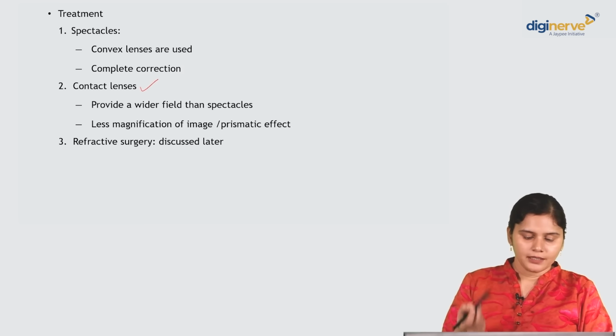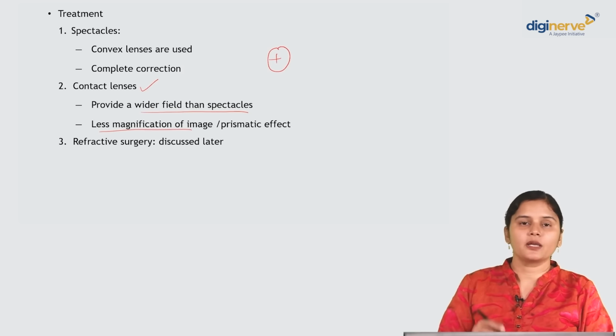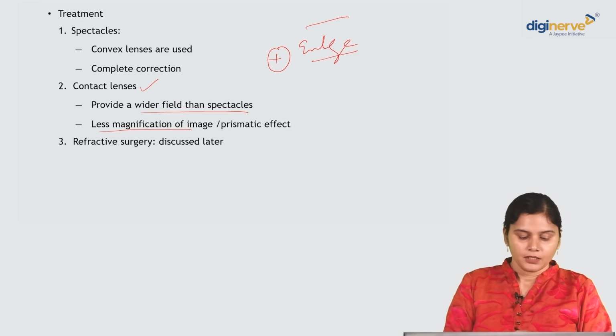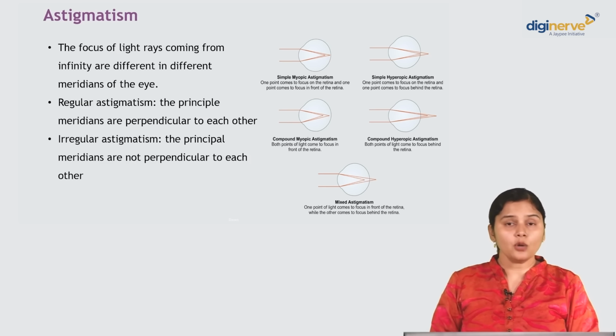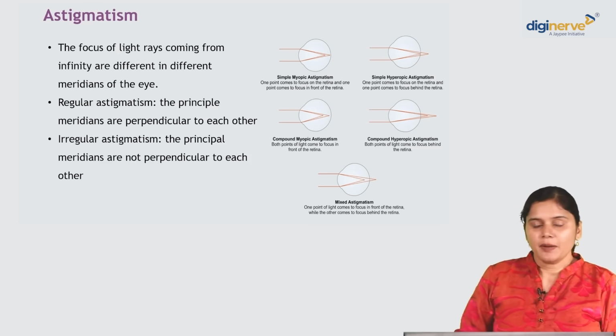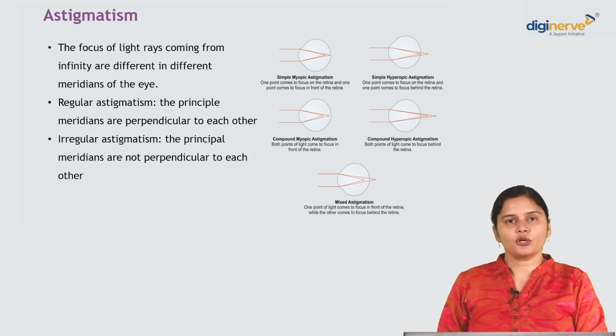You can use contact lenses also in hyperopia for the wider field and less magnification of the image. Plus lenses always magnify or enlarge the image, so this is very important. Refractive surgery for hyperopia is discussed later. Now talking about astigmatism: why does astigmatism happen? It happens because the eye is not a 2D structure.